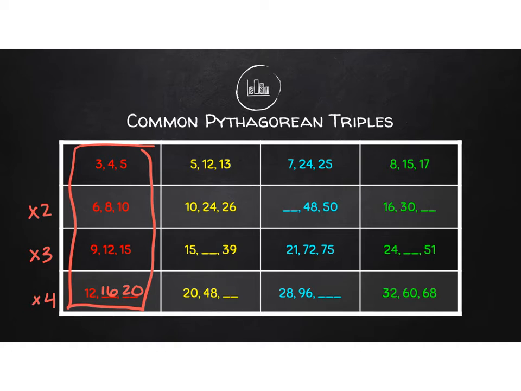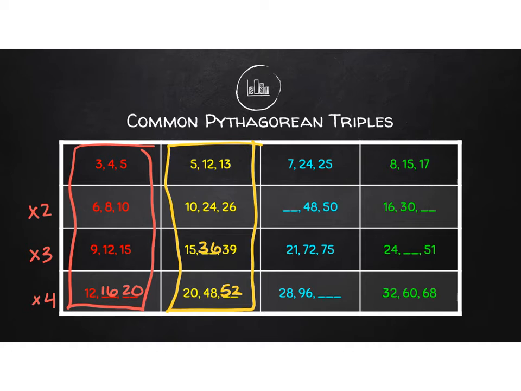The exact same thing is happening in this second column. 5, 12, 13 is kind of like my base Pythagorean triple. If I double it, I get 10, 24, 26. 5 times 3 gave me 15. 13 times 3 gave me 39. So if I do 12 times 3, I'll get that missing number 36. Similarly, in that last row, I'm multiplying by 4 this time. 13 times 4 gets me to 52.